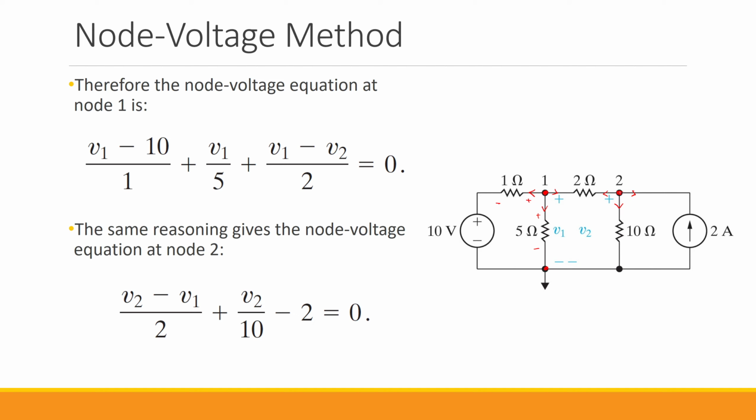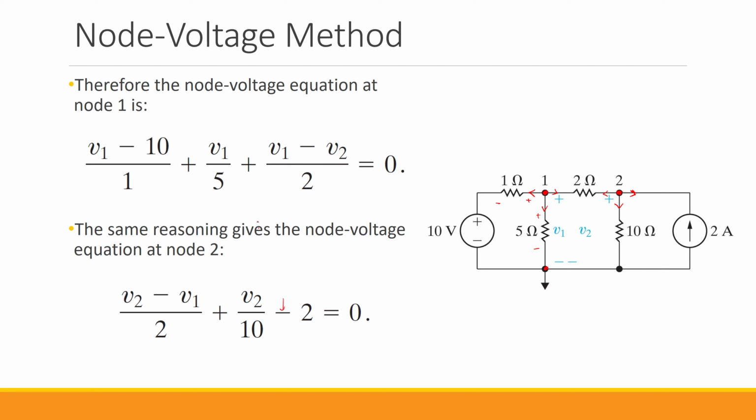So we have V2 minus V1 divided by 2 ohm. That is this current. Then we have V2 divided by 10. That is this current. And finally, we have the -2 amps, which is this current, right? Since we assume that the direction of the current is leaving node 2, but in reality it is entering node 2, that is the reason for having this negative sign.